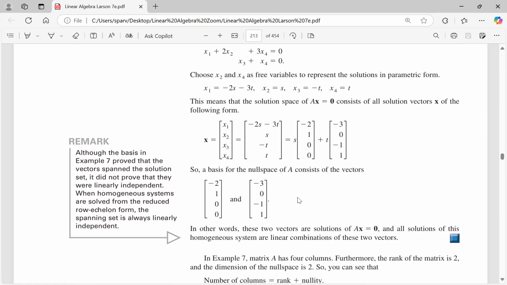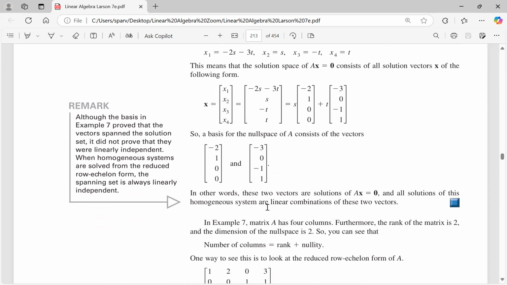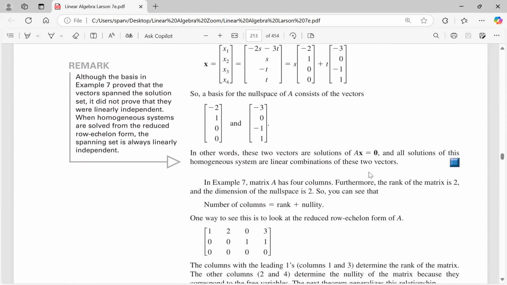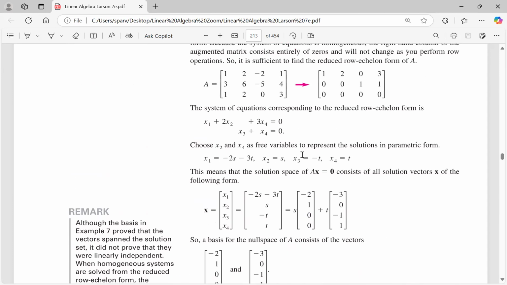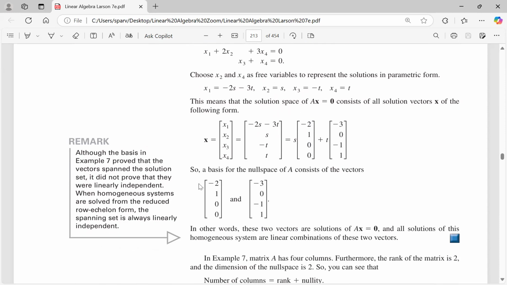So we have two bases here, right? So how many solutions? We have two vectors, right? So this one, the nullity is 2. Okay. And the null space, what was the question? Find the null space. There you go. This would be the null space. You have two vectors in it.